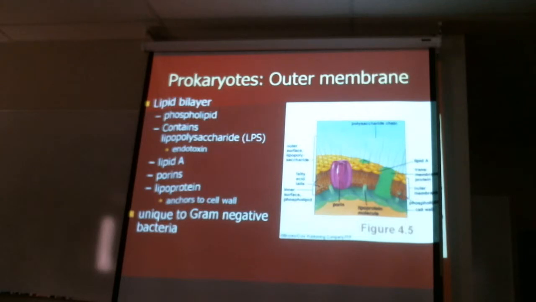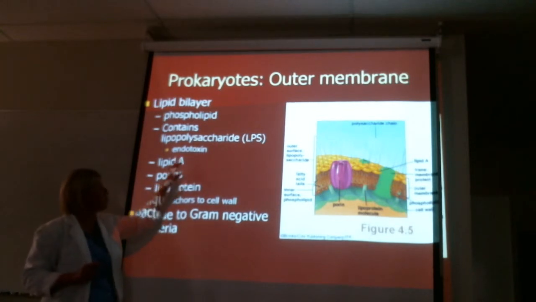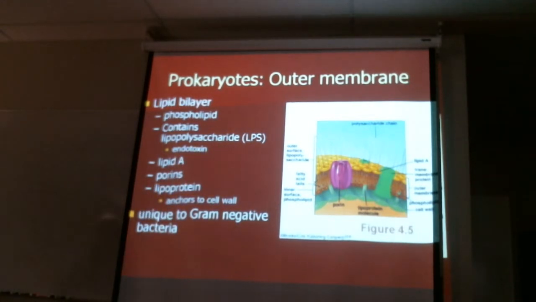Now, the next layer, if it has a capsule, would be the outer membrane, and that's only in gram-negatives. The gram-negatives have an extra membrane on the outside called an outer membrane, still that phospholipid bilayer. But now there is an endotoxin that we find. This is also considered a virulence factor. That endotoxin is lipopolysaccharide, and it's just part of that outer membrane.